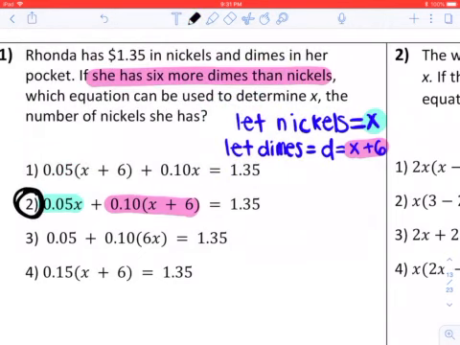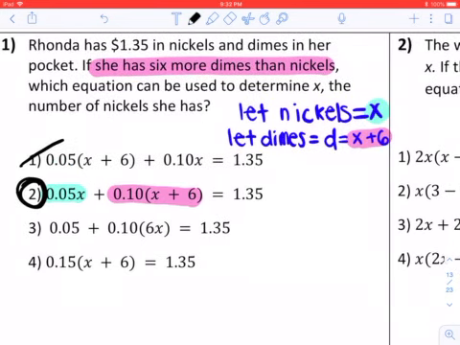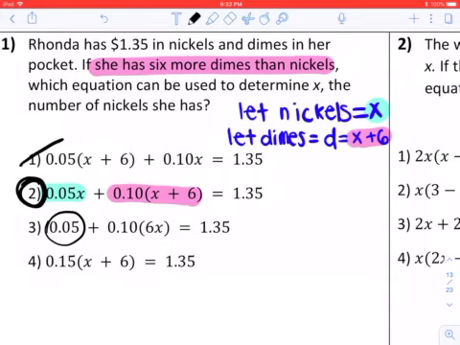So that means our answer is 2. 1 is wrong because that says 0.05 times x plus 6. The x plus 6 represents the dimes though. And we know a dime is not 5 cents. Number 3 is wrong because it's simply just saying, hey, there's 5 cents, and not actually assigning any variable to it. And number 4 is wrong because, like I said, we know that dime is x plus 6, it's saying a dime is 15 cents. That doesn't make any sense.